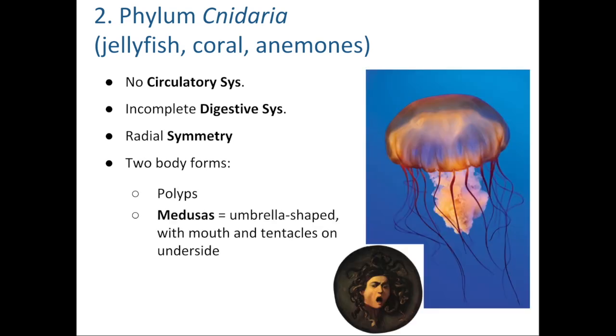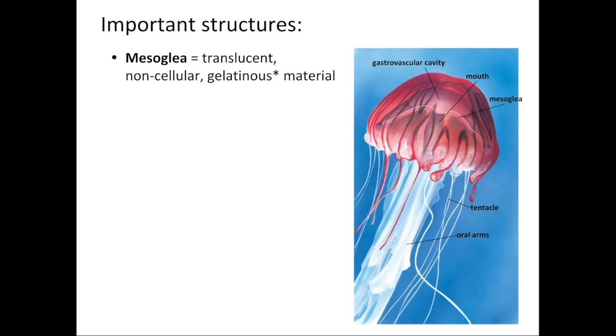And then the other body form is the medusas. They're umbrella shaped, so they're kind of flipped upside down, and they have a mouth and tentacles on the underside of them. If we look at important structures, we have the mesoglea, which is a translucent gelatinous material. It's not actually cells, but it is a big glob of jelly.